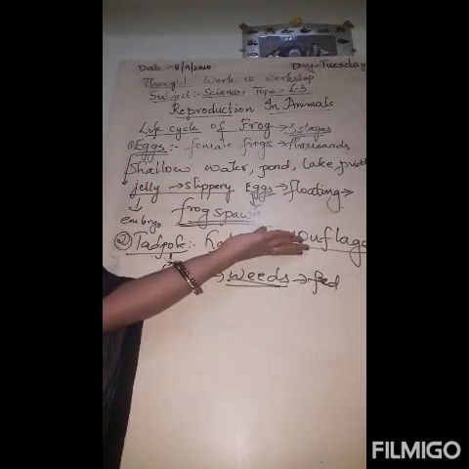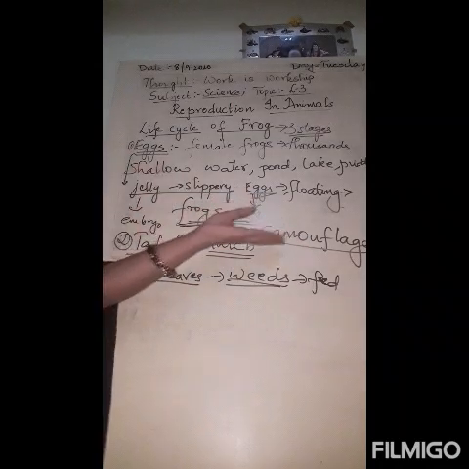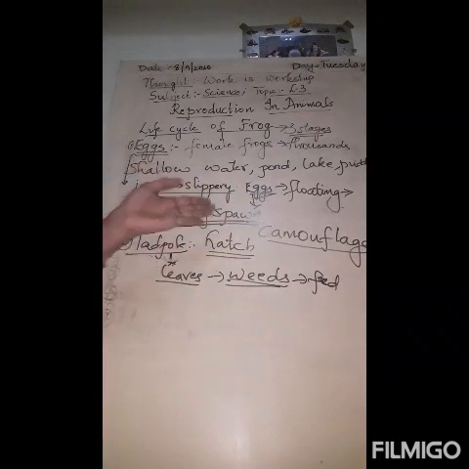To protect itself, it will start camouflaging. Camouflage means it starts changing its color, or it can blend into the surroundings. So it changes its colors according to the surroundings, so that it can protect itself.